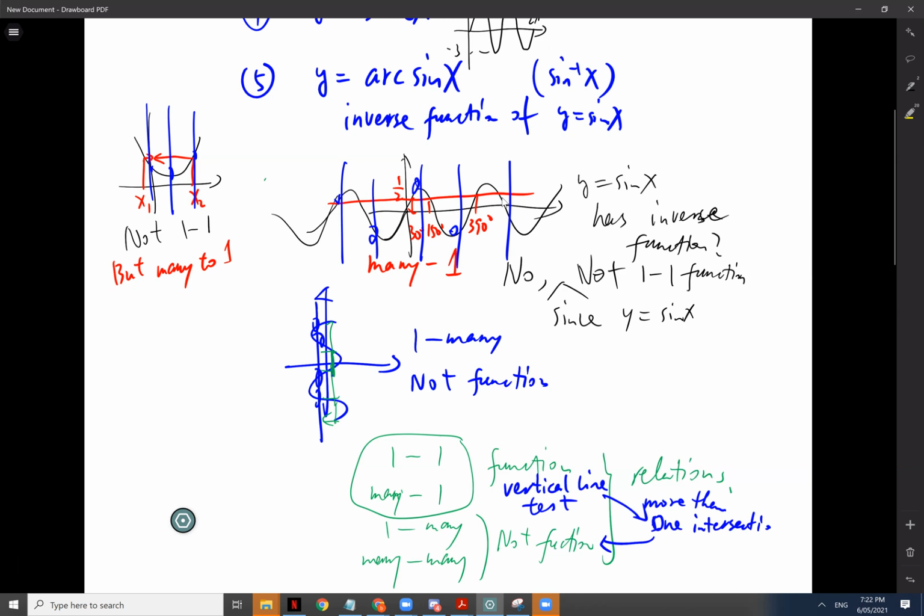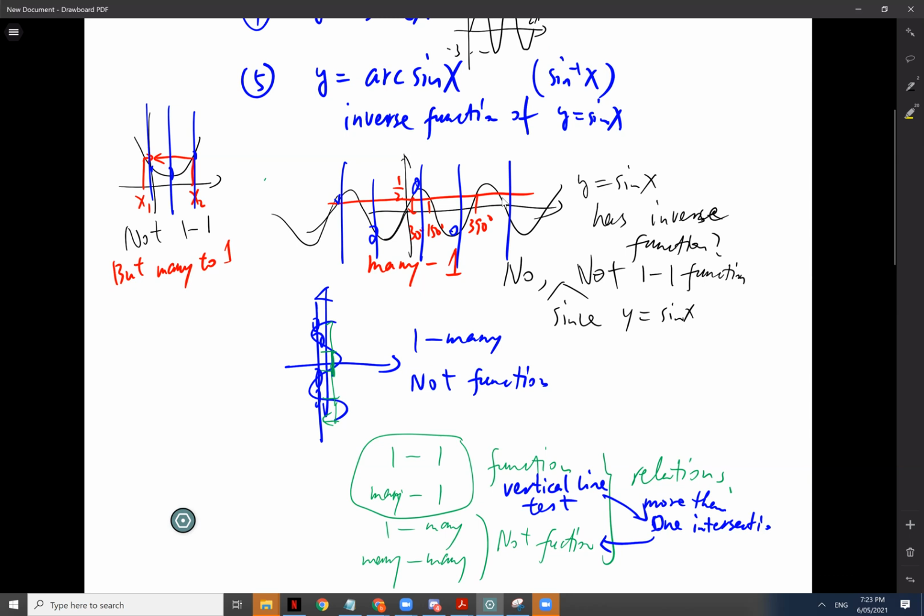Okay, Ethan, did you learn this? This is how we check if it's a function. If the vertical line test fails, then it's not a function. What's the meaning of failed? More than one intersection.